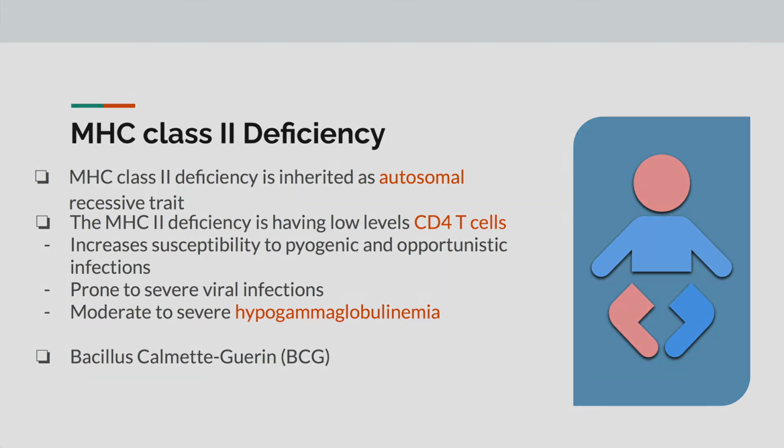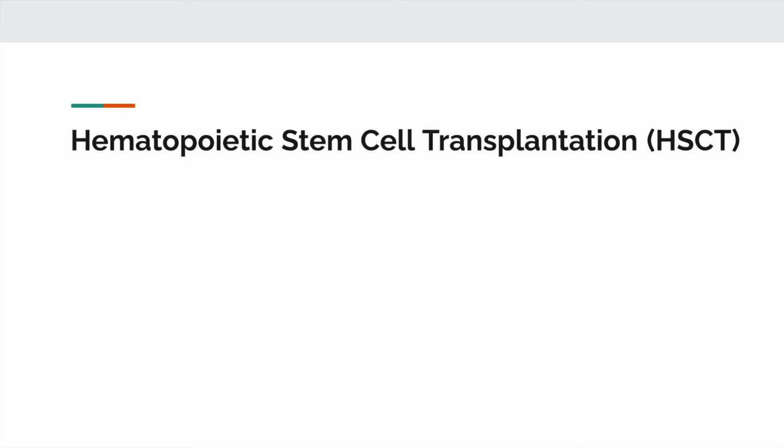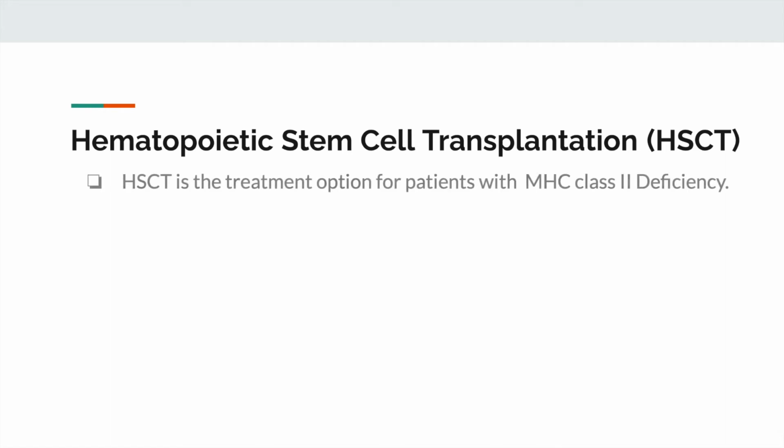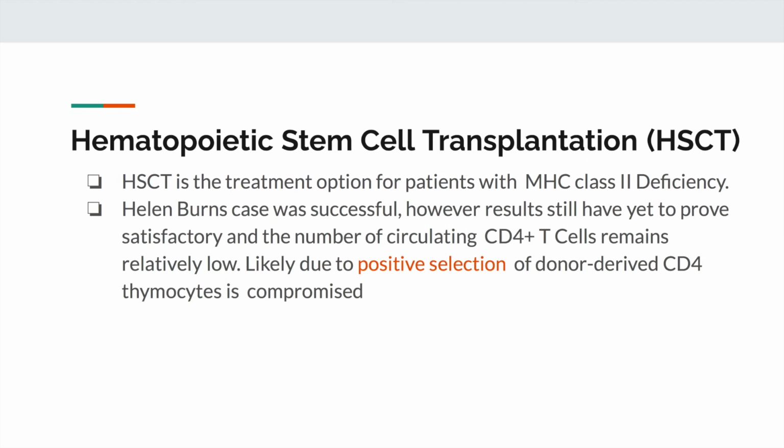Moving on to the form of treatment that was used on Helen, and is most of the time the main option of treatment for patients with MHC class 2 deficiency. Although Helen was cured after a bone marrow transplant from her HLA identical brother, the results from this treatment aren't always successful.